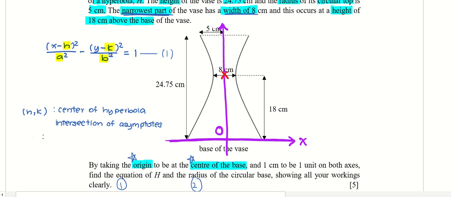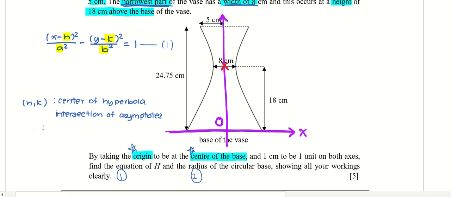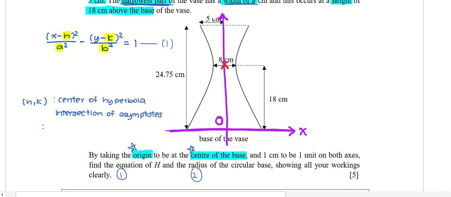So h and k refer to the coordinates. If I take a look at my coordinate, agree with me that since it's on the y-axis, my x coordinate in this case must be 0. So I can fill it in: h should be 0. Next is to fill in my y coordinate. The y coordinate means reference from the origin. So reference from my origin, this is my k coordinate, which is my height. In this case it is 18. So therefore k is 18.